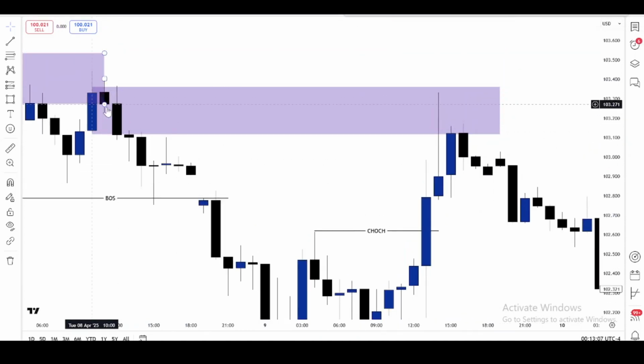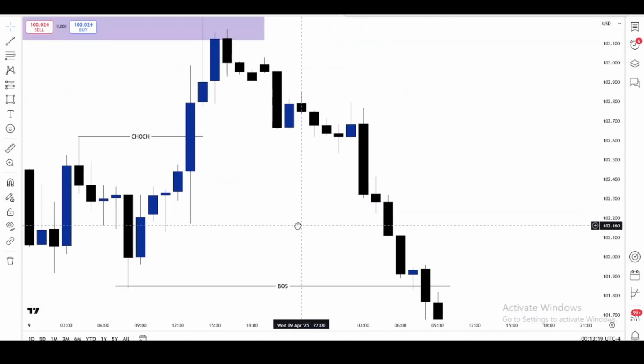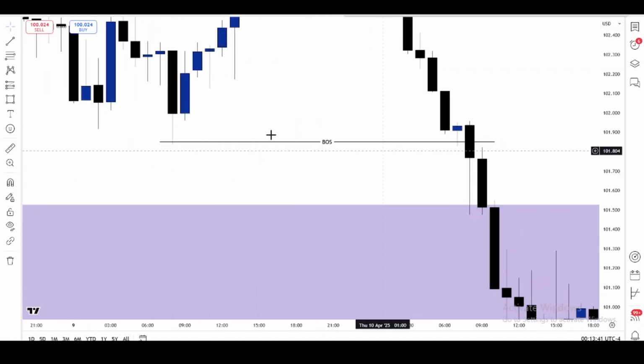Push back up, tap into this other block here. You can see this other block also has a fair value gap attached to it. Tapped into this other block and it started pushing all the way down. So you can see the massive push to the downside came, broke this structure. We have this break of structure here.